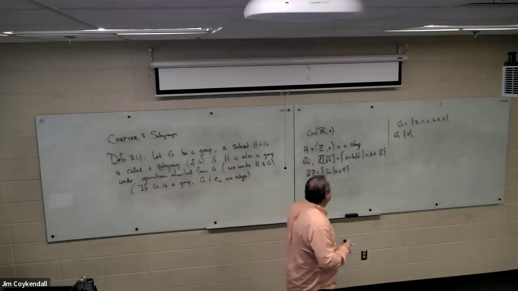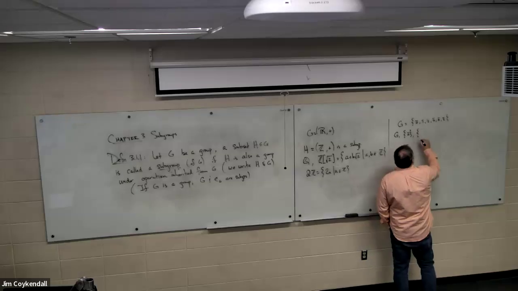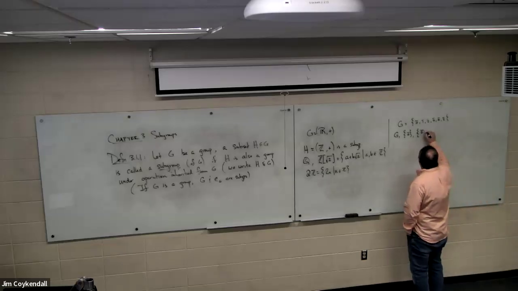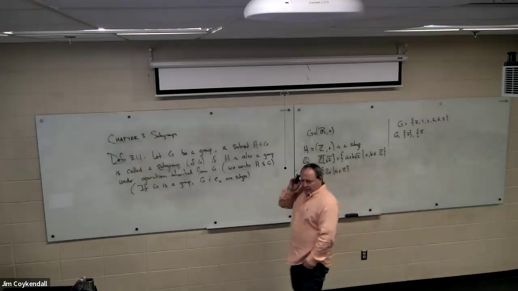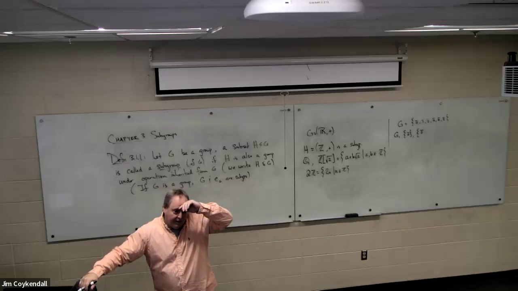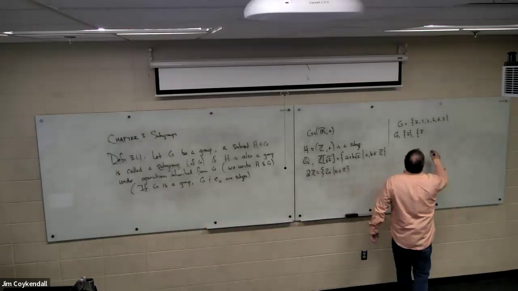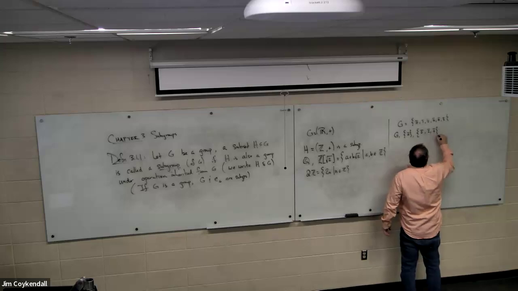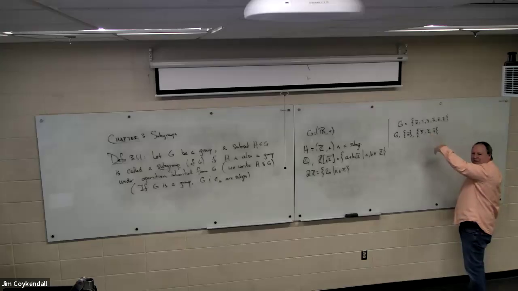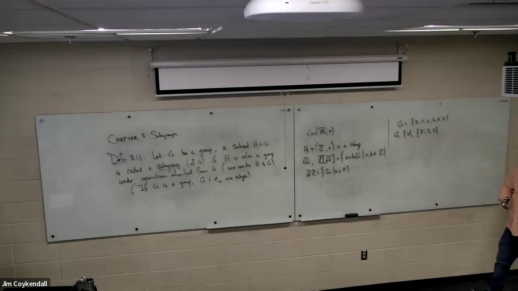Anybody find any others? If it's a subgroup, what does it have to contain for sure? It has to contain the identity. Good. So if I've got another subgroup, it has to contain 0. Can anybody think of something that contains more than 0, but is not the whole thing? Yeah. 0, 2, and 4. Fantastic. That works. You can check this plus this is this, this plus this is this. This is a little baby subgroup inside of Z6.